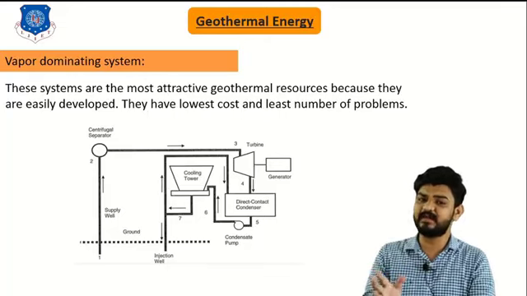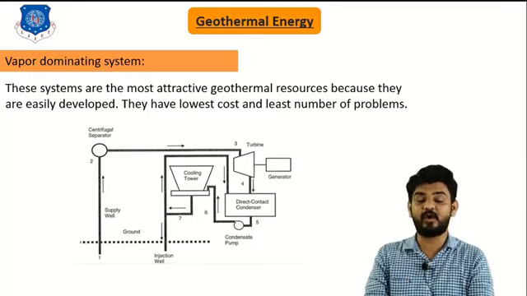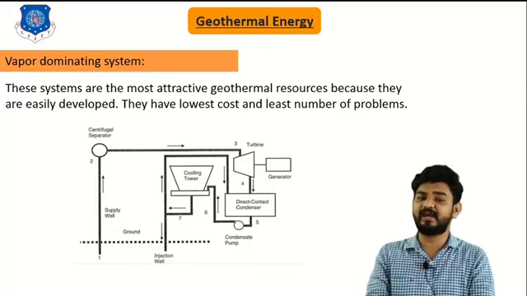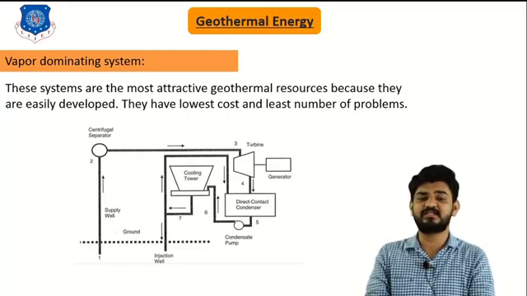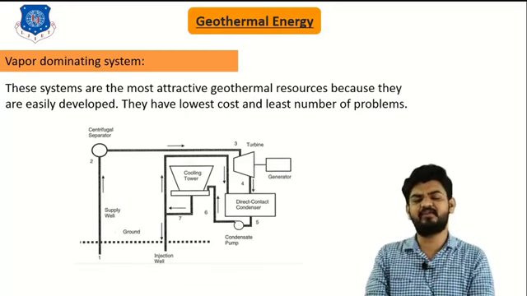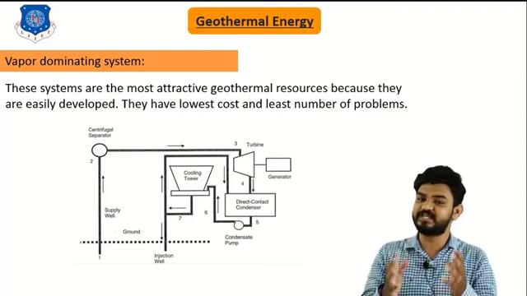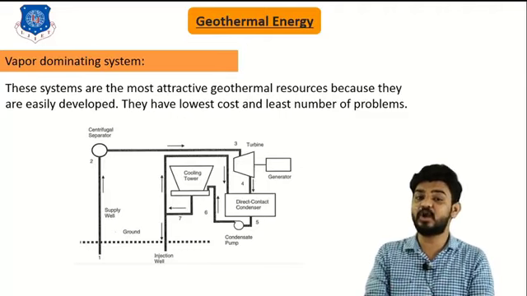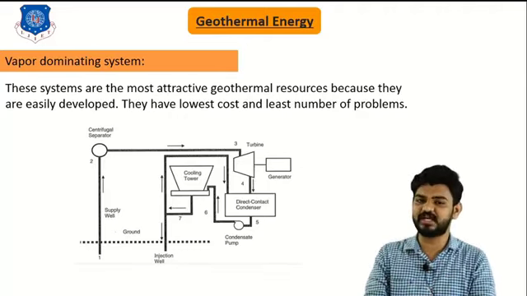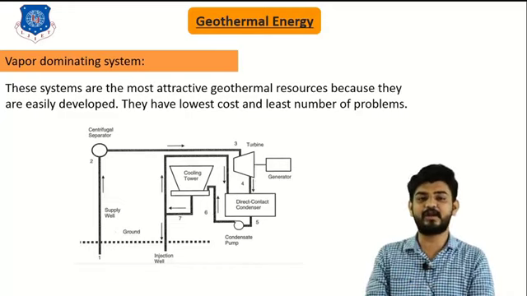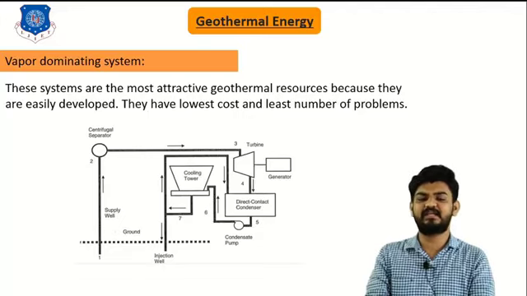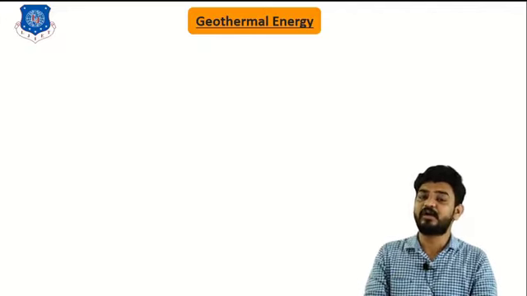Here in this image, you can see a typical diagram of a vapor dominating system. We extract dry steam at 200 degrees Celsius, which is superheated in nature, and send this steam to a centrifugal separator, where we separate the different gases dissolved in the steam. Then this steam is passed to the turbine section, where it drives the turbine and rotates the generator in order to produce electricity. This steam is then sent to the condenser.